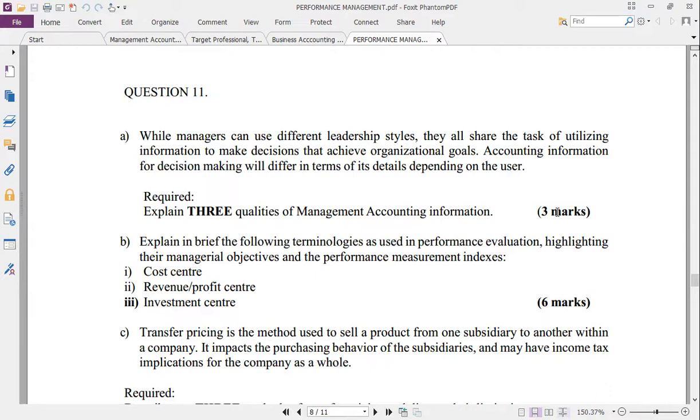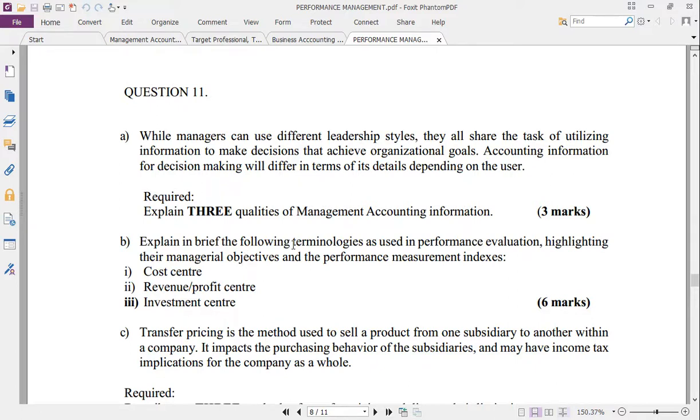It must be accurate, cost effective, reliable, timely, and those things. The cost benefit analysis.